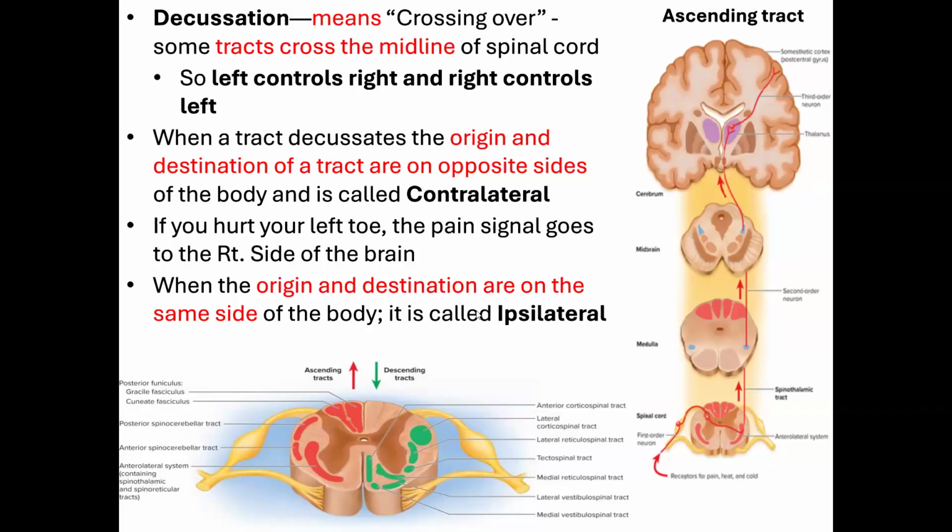So there are two words you need to know. Contralateral, which means on opposite side, which means decussation has happened. Decussation means crossing over. Okay, so crossing over has happened, and then it is called contralateral. If crossing over has not happened, that means it is ipsilateral. You got those two words? Understood? Okay.